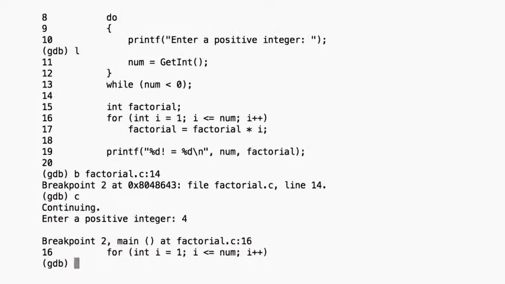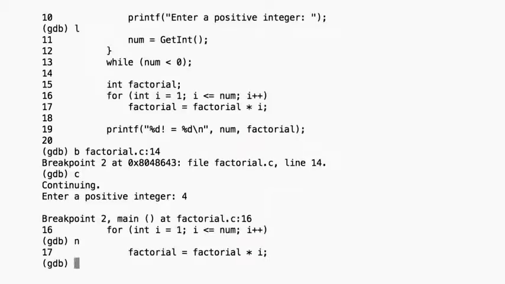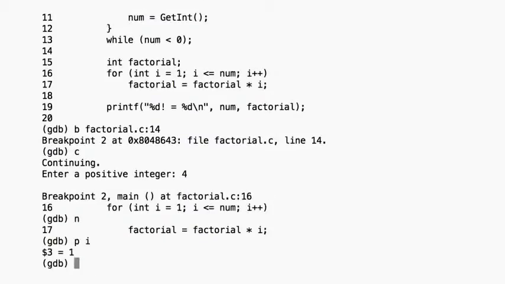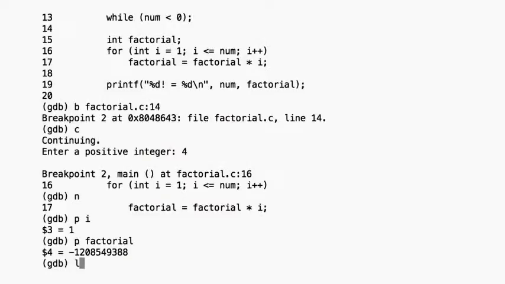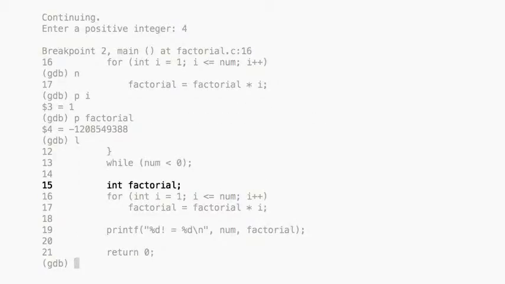OK, here we are at the for loop. Let's go one more line into the for loop, and then we'll start printing variables to see what's going on. Let's make sure that i is indeed 1, as expected. Yep, that's all good. What about factorial, though? Whoa, that's no good. We've got a big negative number here. How'd that happen? Well, if we look back at the code, we see that we never initialized it. So we've just got trash in there.